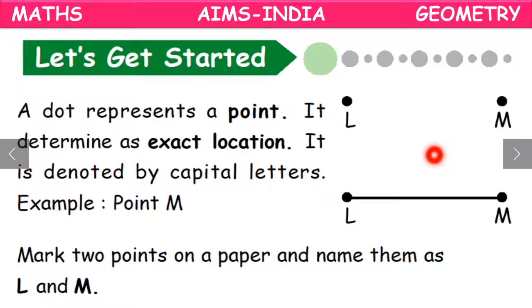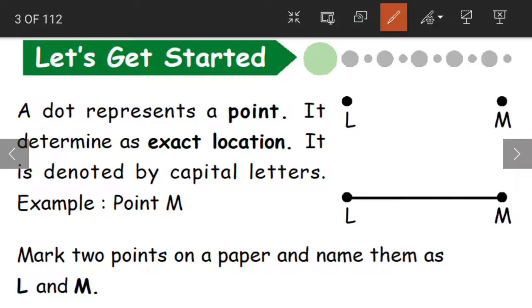Now coming to the chapter, a dot represents a point. So the first topic that we are going to learn here is point. What is a point? Any dot that we have placed. Yes, this is a dot, this is a dot, this is a dot. So any dot that we place will represent a point. It is called a point. It determines an exact location. So what is this point here children? Point determines an exact location.